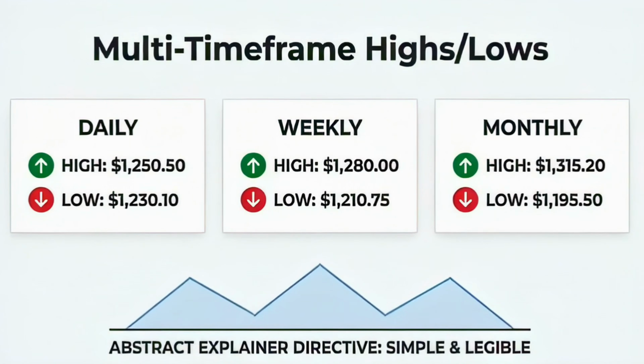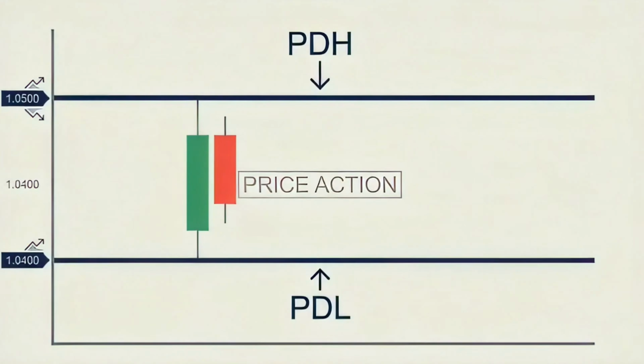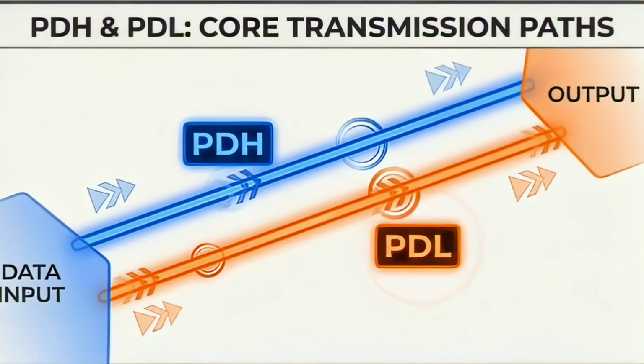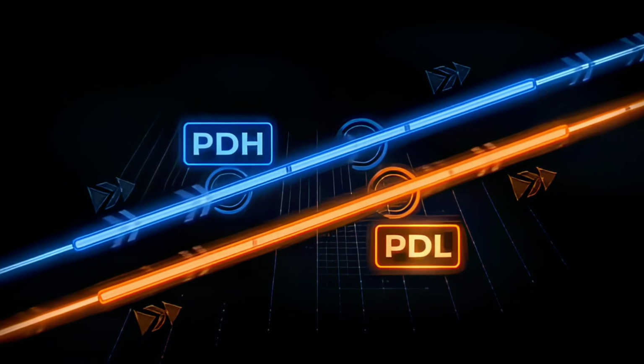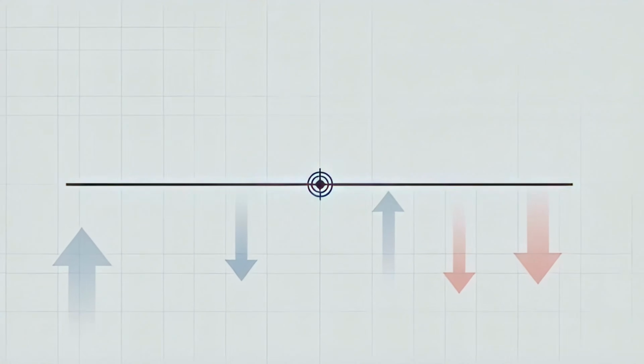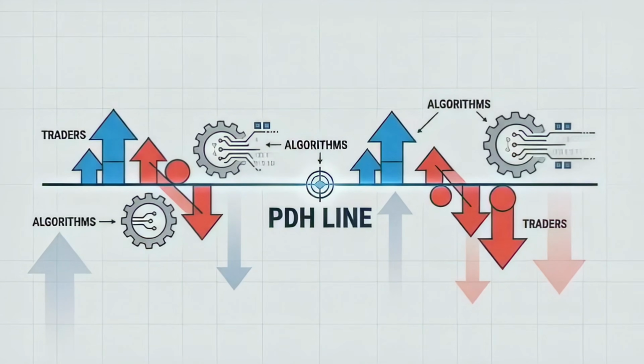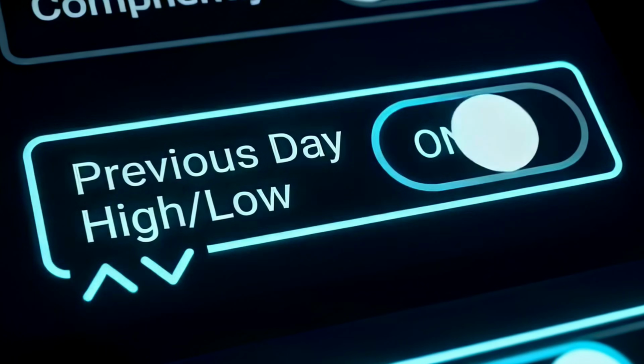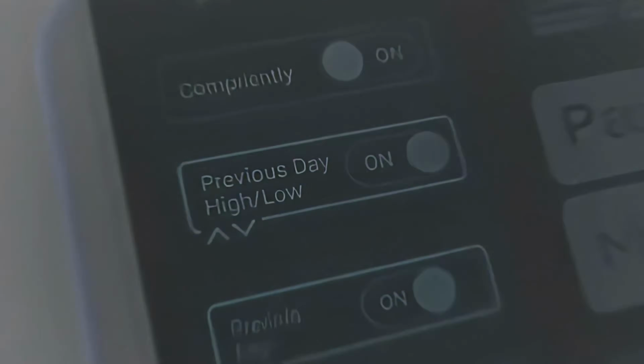Then there is highs and lows multi-time frame. This simply plots the previous days, weeks, or months' high and low onto your chart. It sounds almost too basic to matter, and it is one of the most useful things in the entire indicator. Those levels are watched by an enormous number of traders and algorithms, which makes them genuine decision points. If you turn on nothing else from this section, turn on the previous day high and low.